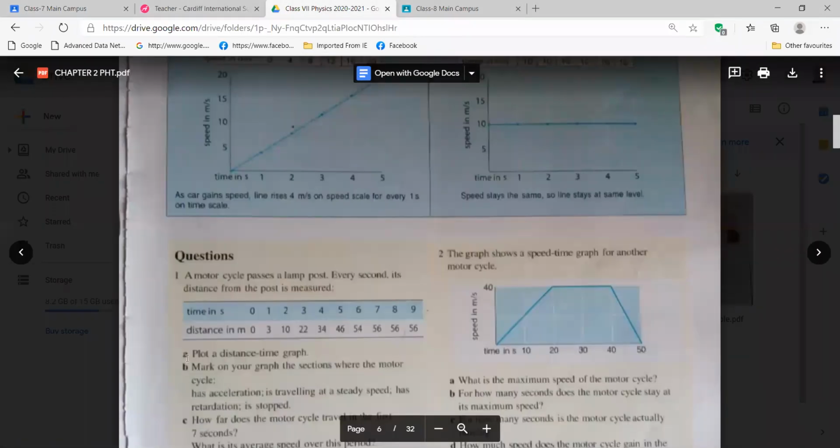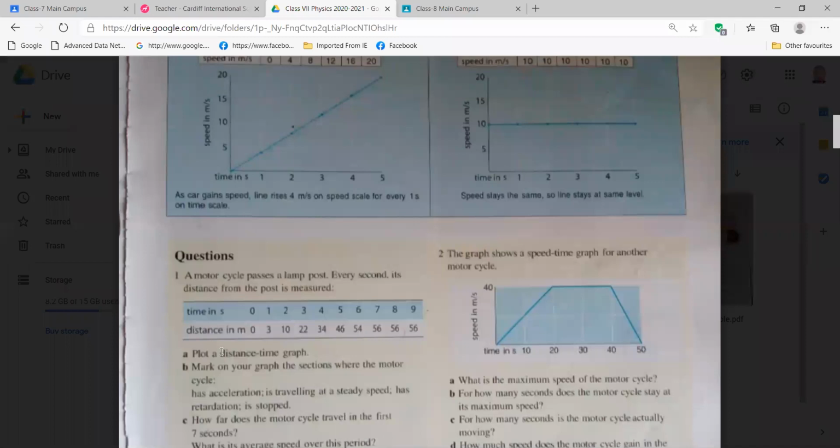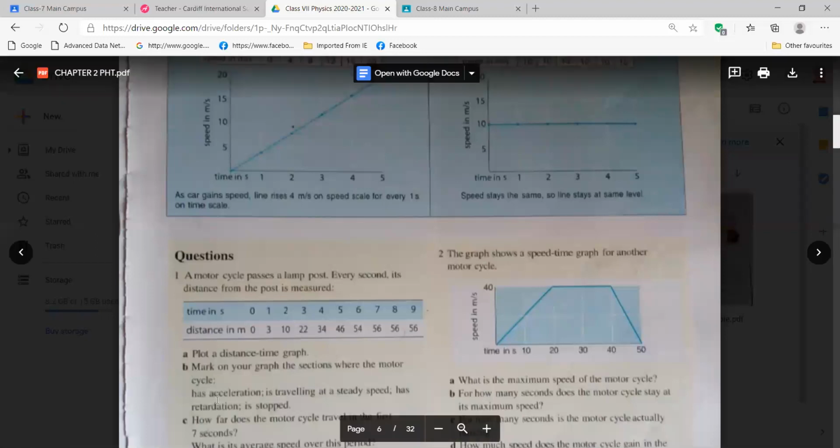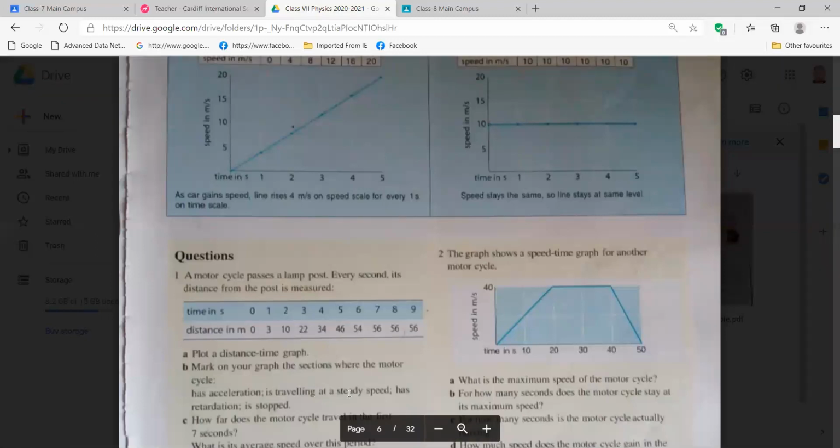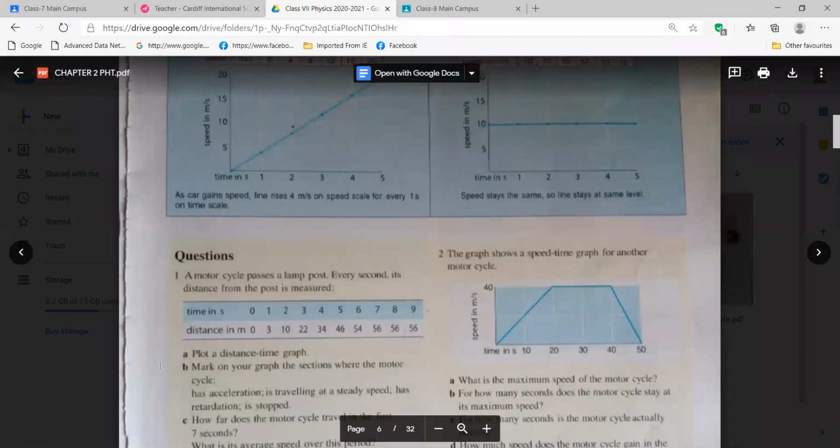So 1A is done, right? So 1B is also done because they said to mark on your graph sections where the motorcycle has acceleration, is traveling at a steady speed, has retardation, is stopped. This is also done, right? Yes, sir. Now we will do other part.